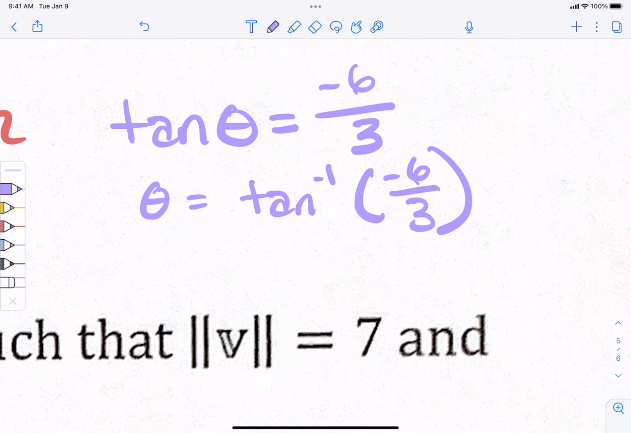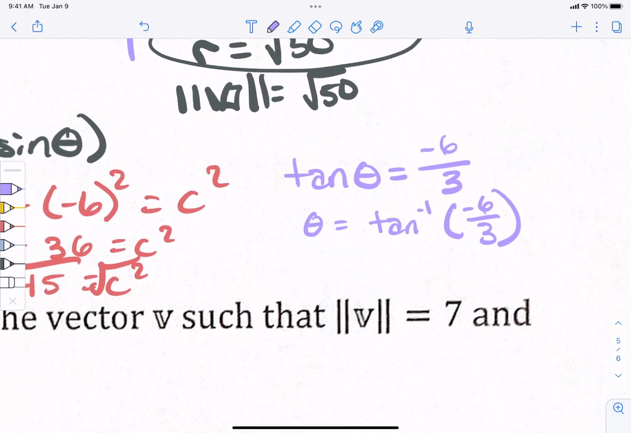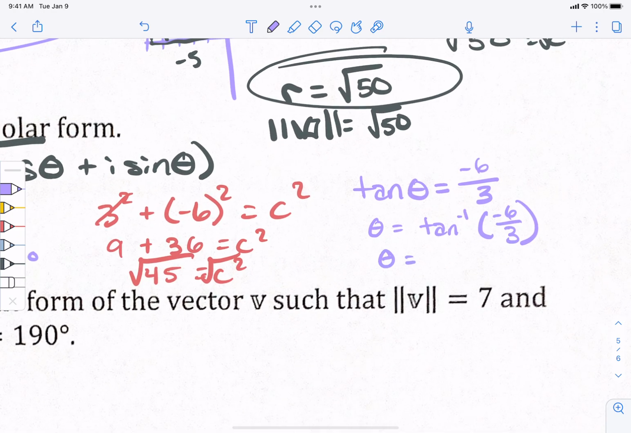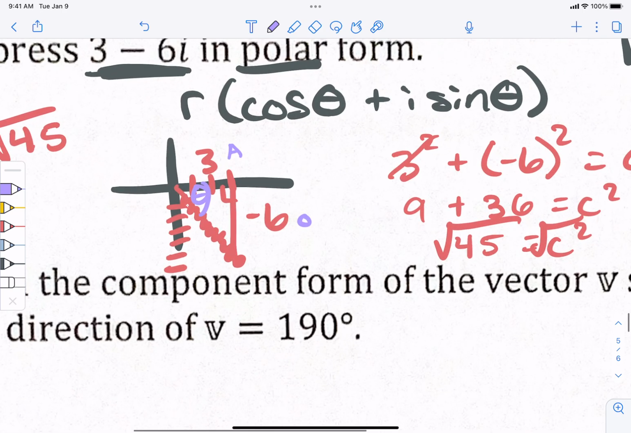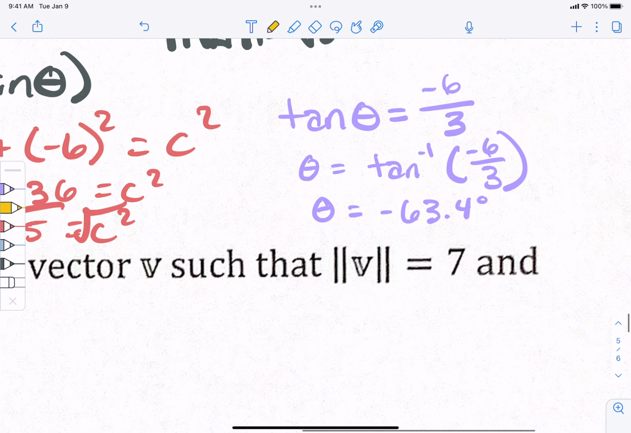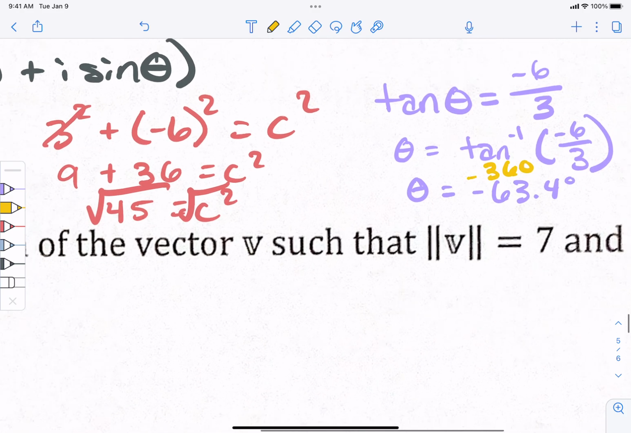And I get something like -63.4 is what theta is, except this is in the 4th quadrant, okay? So I always like to write the angle of going from here around, and if this angle is 63.4 degrees, like that reference angle, it's 63.4 degrees smaller than 360. So I take that 63.4 and I subtract from 360. And it's going to be something like 296.6 degrees.